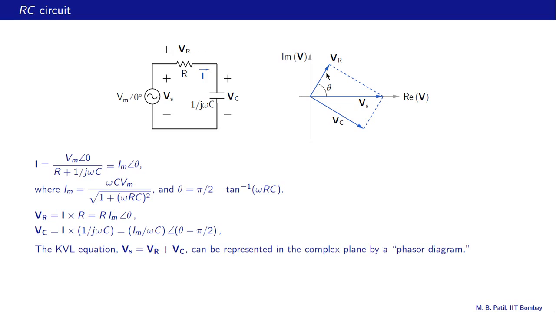What about Vc? Vc has an angle of theta minus pi by 2. So we go anti-clockwise by theta and then we come clockwise by pi by 2. That brings us to this angle. So that is our Vc, and now we can see that the vector equation Vs equal to Vr plus Vc is satisfied. This is our Vs, so Vr plus Vc brings us to Vs. So this is the phasor diagram corresponding to this KVL equation in this case.